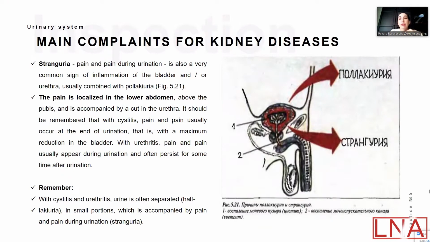What we have to remember is that with cystitis and urethritis, urine is often separated in small portions, polyuria, which is accompanied by pain during urination. Urethritis and cystitis present with polyuria, increased frequency of urination, and associated pain during urination. And we can distinguish it as pain during all of urination and after.